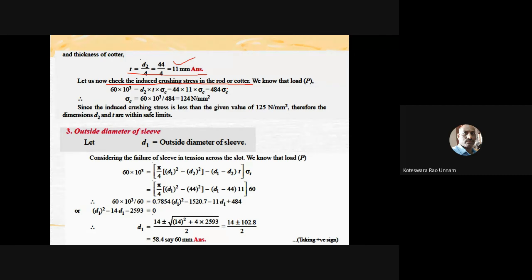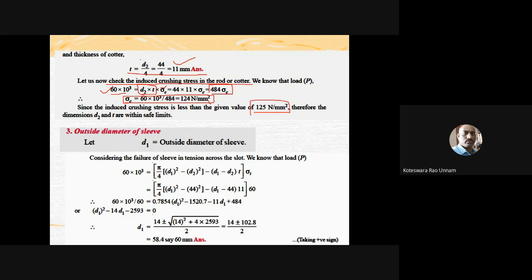Now the load is given as 60 kilonewtons. It should be equal to the bearing area, that is D2 into T, multiplied by sigma C, which we want to compute. That means the magnitude of this bearing stress, either in the cotter or in the rod. So it comes out as 484 sigma C, which should be equal to your applied load. From that you will get sigma C as 124 MPa or 124 Newton per mm square. But what is the allowable value given in the problem data? In the problem he has given 125 MPa as the allowable bearing stress.